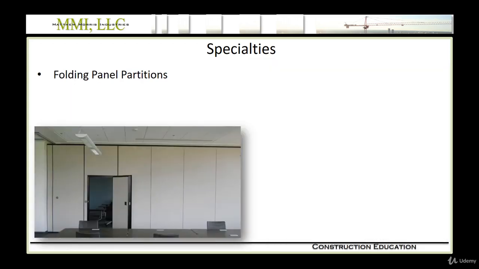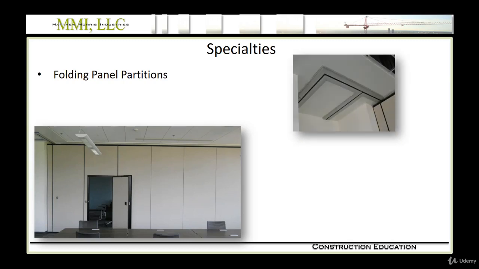Okay, next would be folding panel partitions or operable walls. And I'm sure you've seen these before, where you're in a large conference room, the operable wall is slid out, and it separates the conference room into two smaller rooms. The way this works is you have a pocket or a closet, and all these panels are stacked nicely in the closet, and then there's a big door that closes to finish off that space and hide those panels.